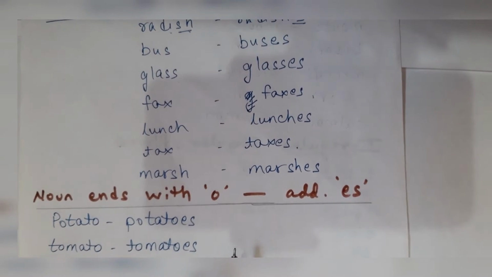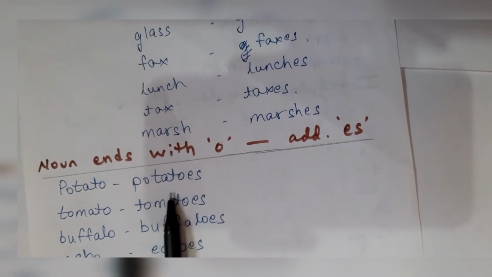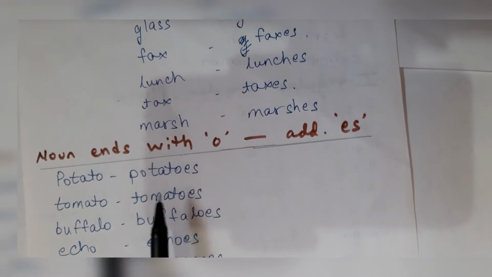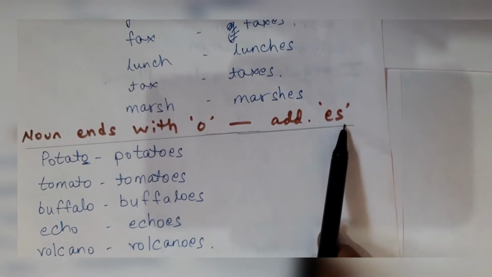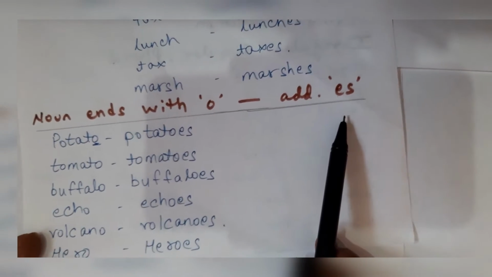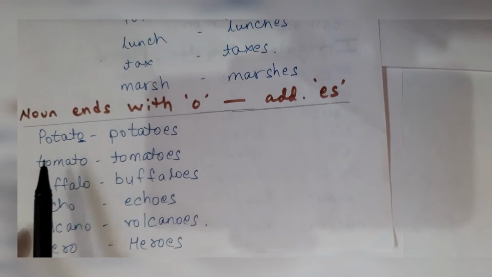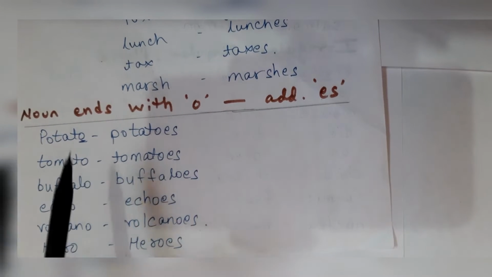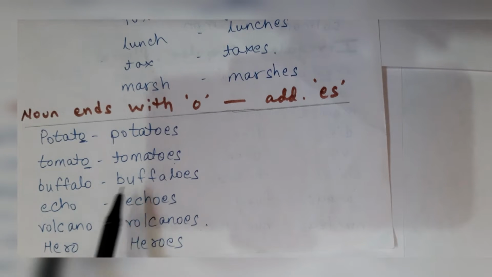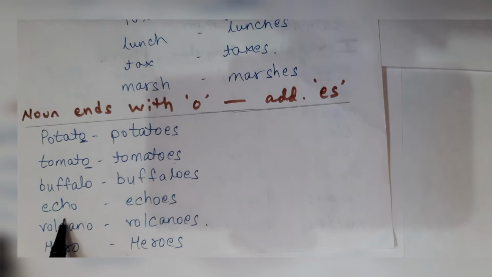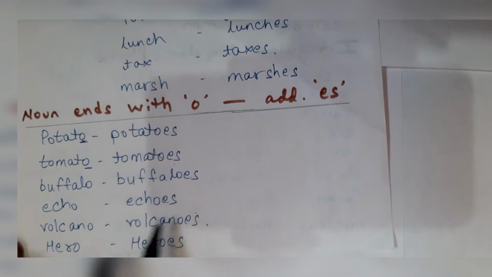This way. Now, the nouns that end with O. The last letter is O. We will change them by adding es, and they become plural. Potato, potatoes. Tomato, tomatoes. Buffalo, buffaloes. Volcano, volcanoes. Hero, heroes.